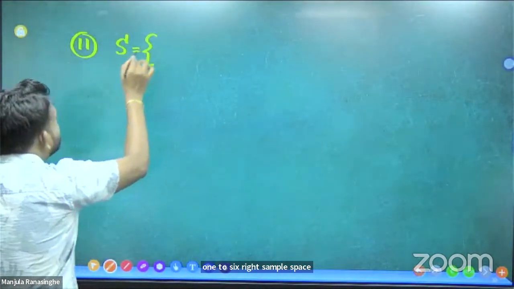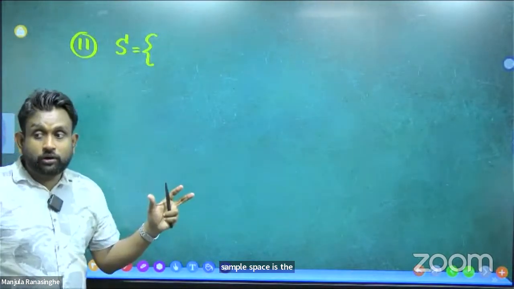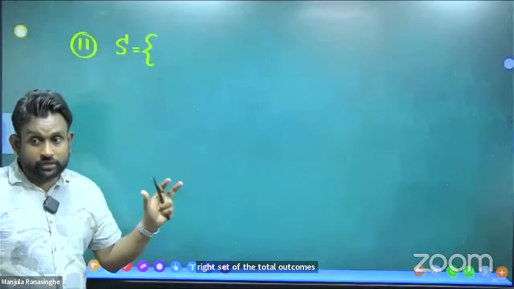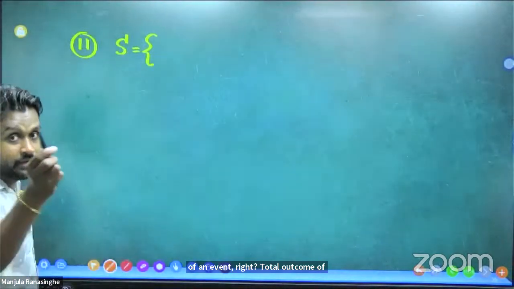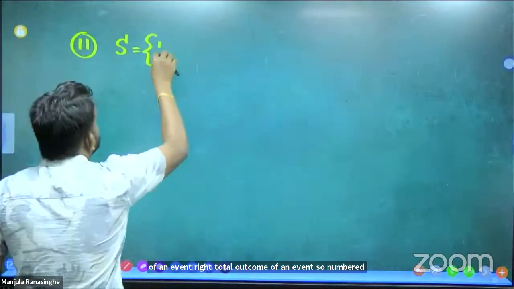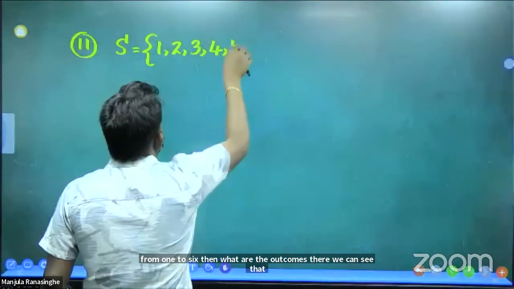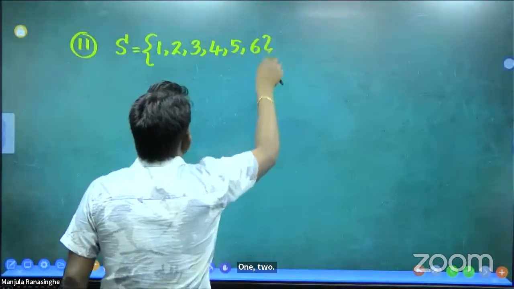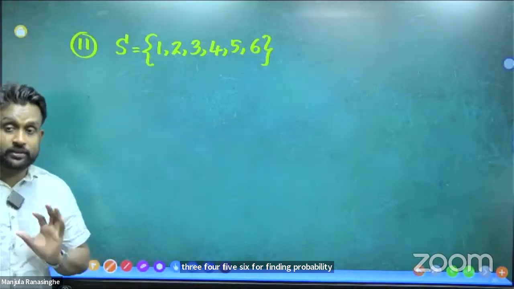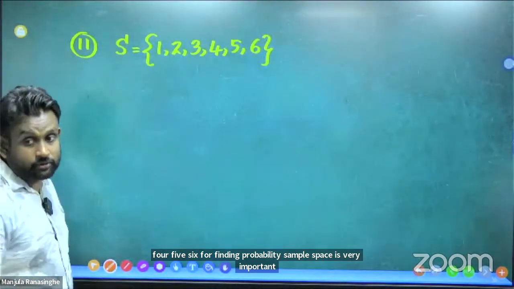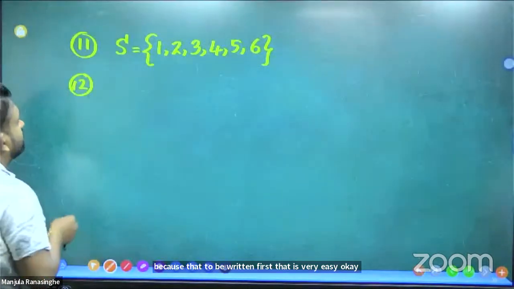Sample space is the set of the total outcomes of an event. Total outcomes of an event. So numbered from 1 to 6, then what are the outcomes there? We can see that 1, 2, 3, 4, 5, 6. For finding probability, sample space is very important because that has to be written first. So that is very easy. Okay, sample space when rolling an unbiased die.